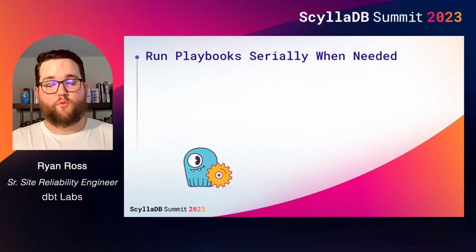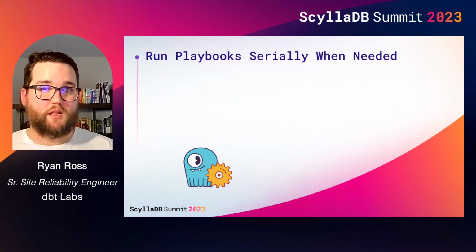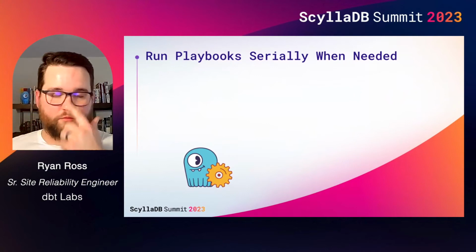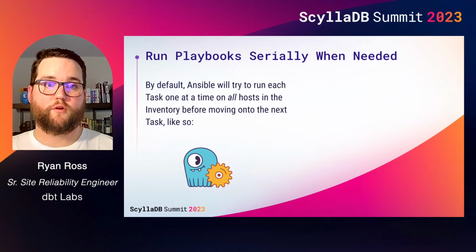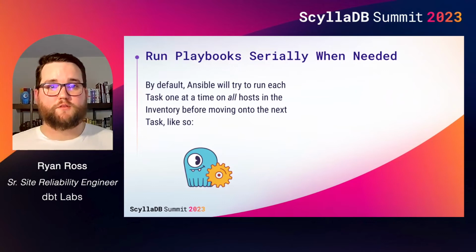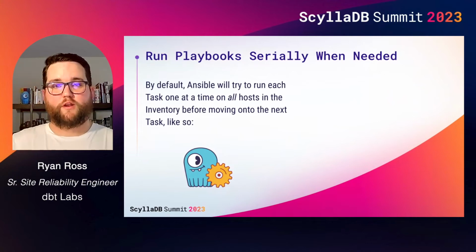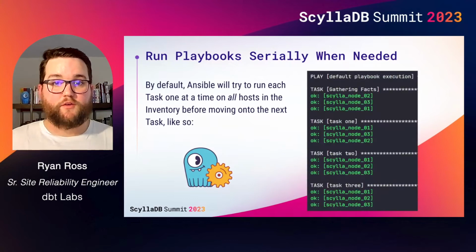My next thing is more about execution and running playbooks serially. This is something that we did a lot at the DSP. Remember, we have all of our nodes running and we need to be able to bring them up and down in a particular order. So by default, Ansible is going to try to run a task on all nodes in your inventory before it moves on to the next one. So here's what that looks like.